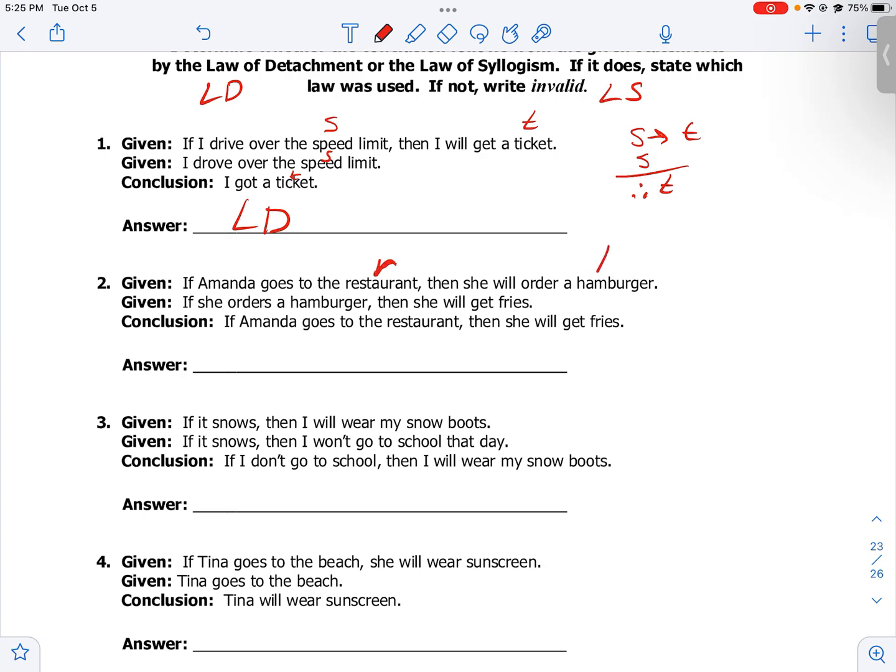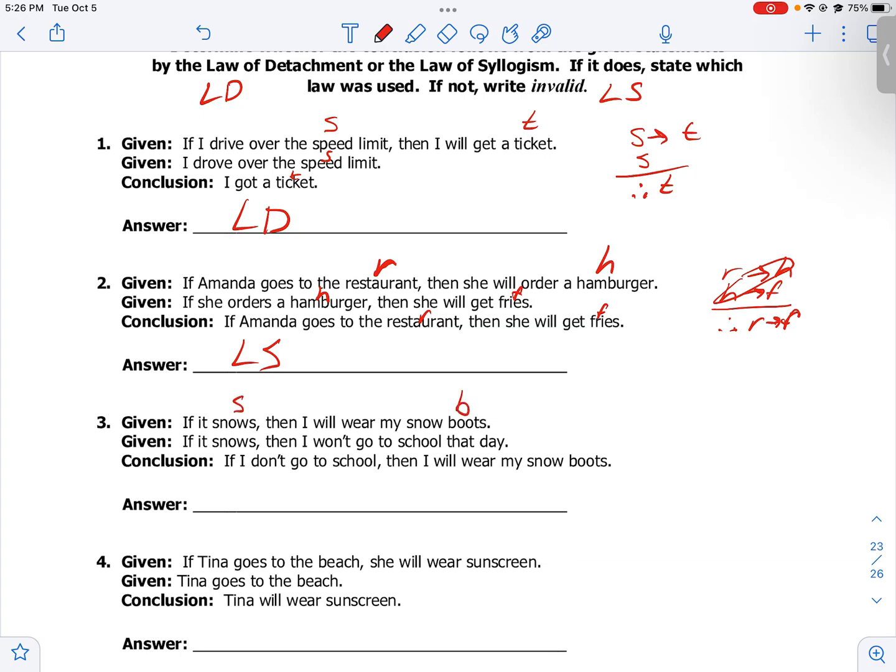If Amanda goes to the restaurant, R, then she will order a hamburger, H. If she orders a hamburger, H, then she will get fries, F. Amanda goes to the restaurant, R, and then she will get fries, F. So if R, then H. If H, then F. Therefore, linking in the middle, R, then F is what they're saying. Is that true? Yeah, it is. It's the law of syllogism. You can link through that.